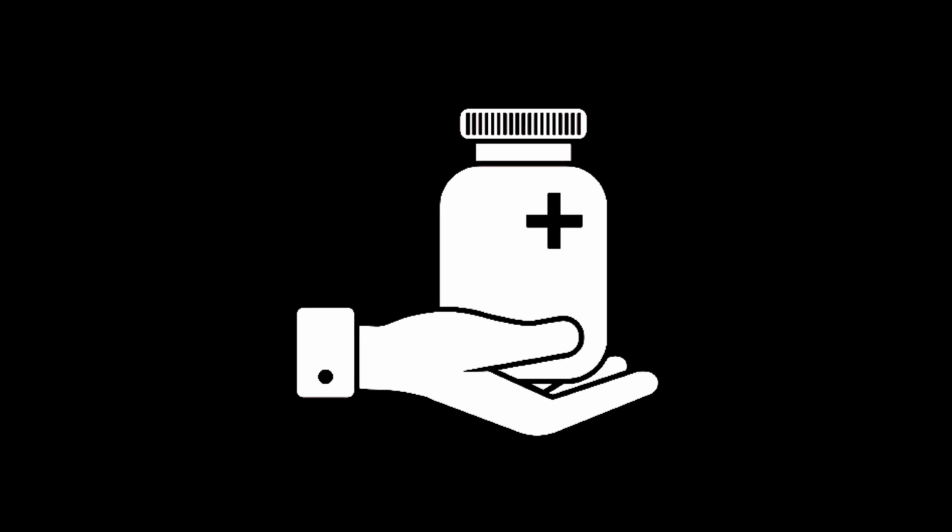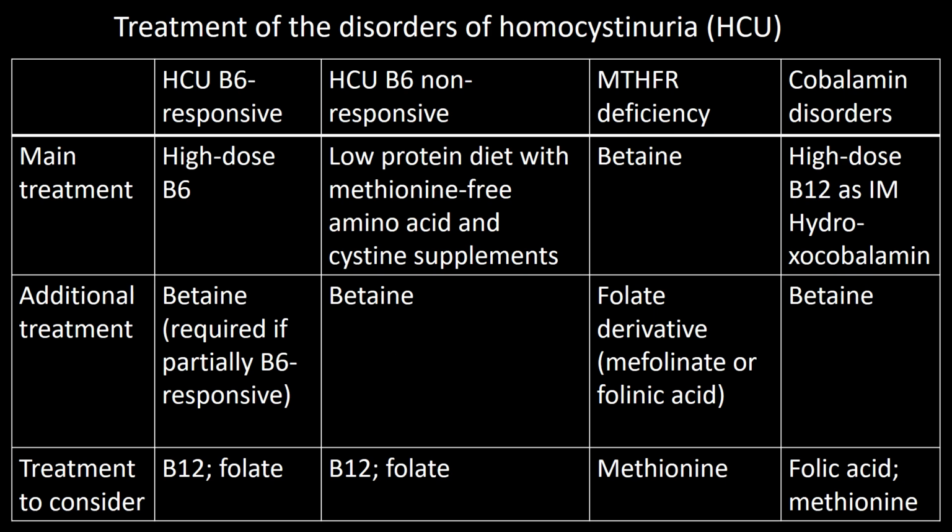Treatment varies according to the cause of the homocystinuria. Vitamin deficiency should be corrected. Classic homocystinuria found to be responsive to B6 should be treated with high doses of vitamin B6, betaine, B12, and folate. Homocystinuria unresponsive to vitamin B6 should be treated with a low protein diet with methionine-free amino acids, cysteine supplementation, betaine, and B12 and folate. MTHFR deficiency should be treated with betaine, folate derivatives, and methionine.